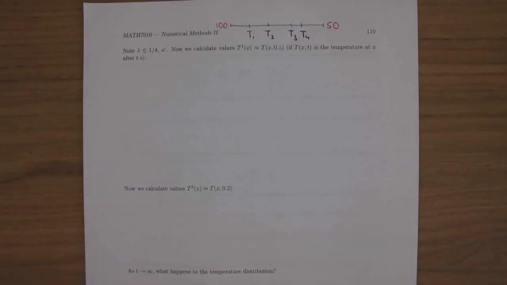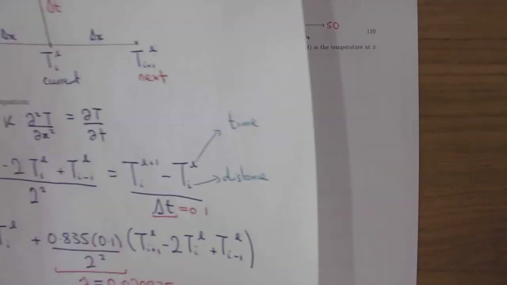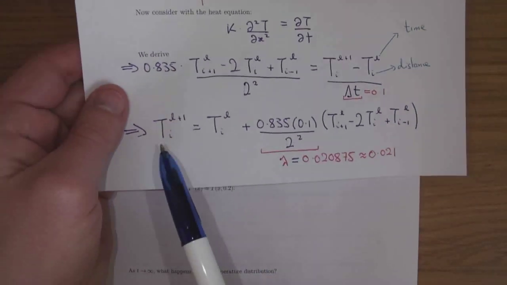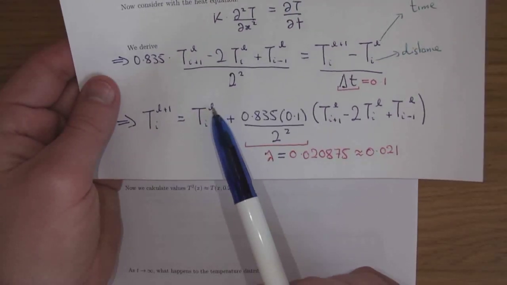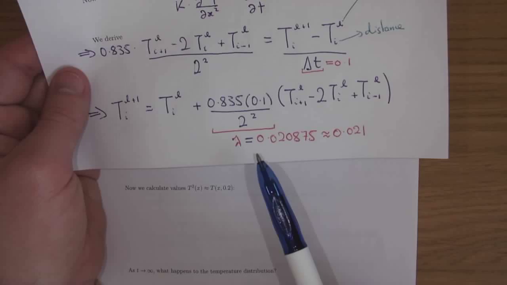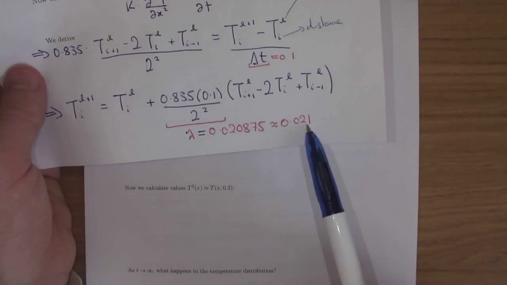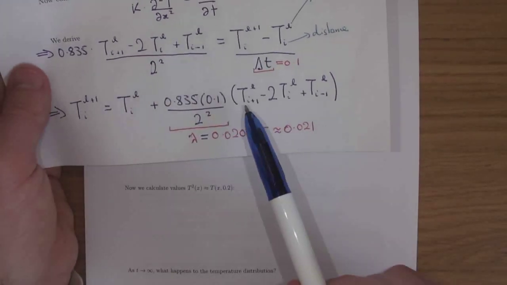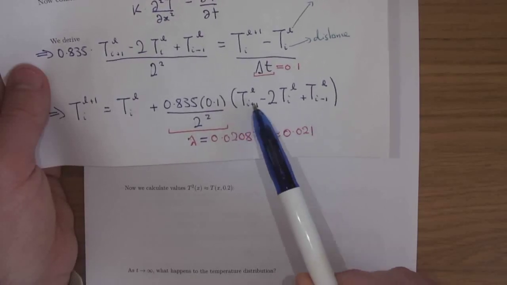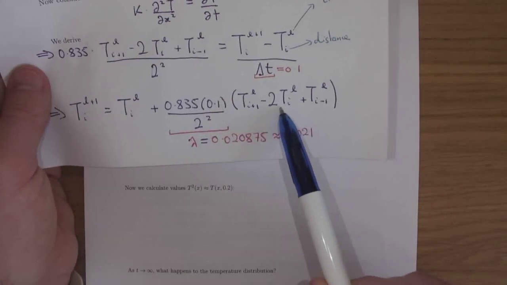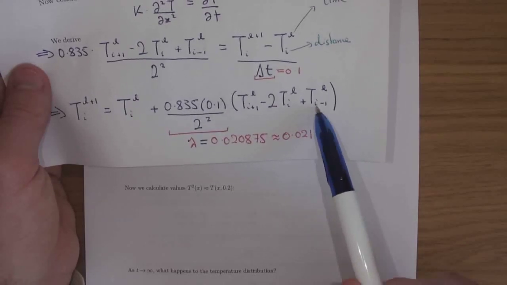So the equation I'm using is this one. The next value of the temperature in time is the previous value of the temperature plus lambda, which I'm approximating to 0.021 for the purposes of sanity, times the next temperature over in terms of distance minus twice the current temperature plus the previous temperature in terms of distance. So this is the formula that I'll be using here.